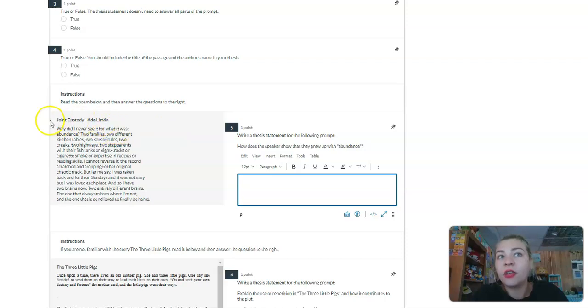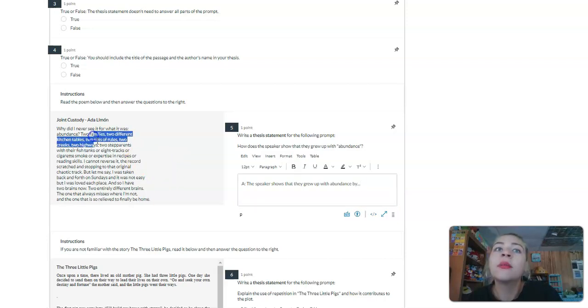From there, 5, 6, and 7 want you to look at an example question. For example, number 5 uses a poem called Joint Custody by Ada Limon. And it wants you to just write a thesis statement. How does the speaker show that they grew up with abundance? If I'm using my ACE strategy, A is my thesis. I'm going to say the speaker shows that they grew up with abundance by, and then all I have to do is read the passage and figure out what's one way that they show abundance.